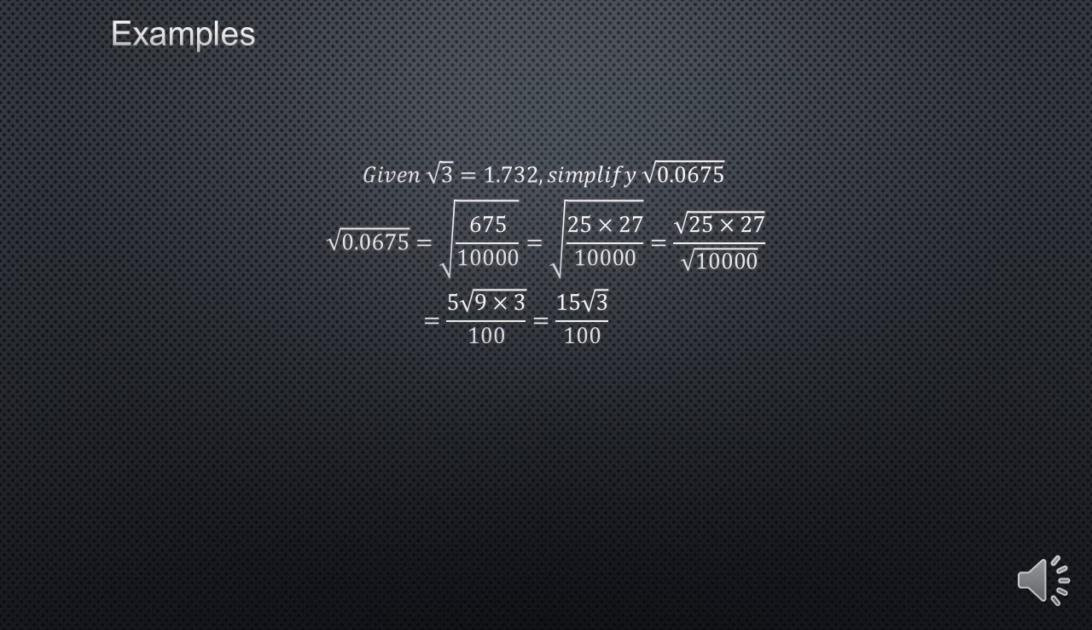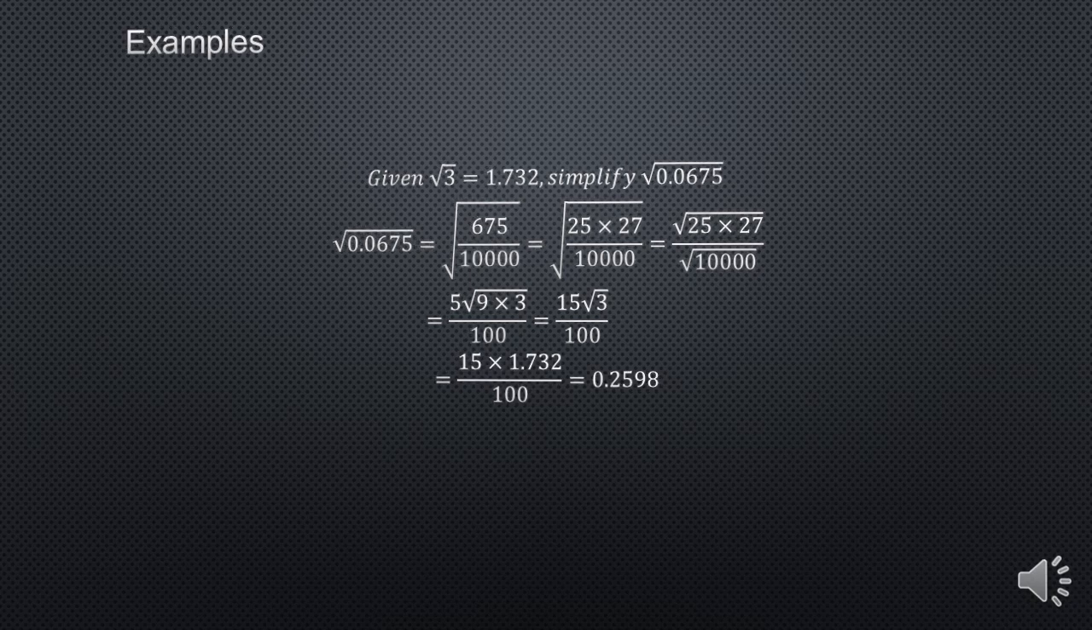So we'll have 5 root of 9 times 3. Again 9 is also a perfect square, so we could bring it out as well, because we would have root of 9 times root of 3, which is 3. So we would have 5 times 3 times root of 3, which would give us 15 root 3 out of 100, and 15 times 1.732 out of 100, because we are now bringing in the root 3, which would give us this answer that we have here. Hopefully you get that.